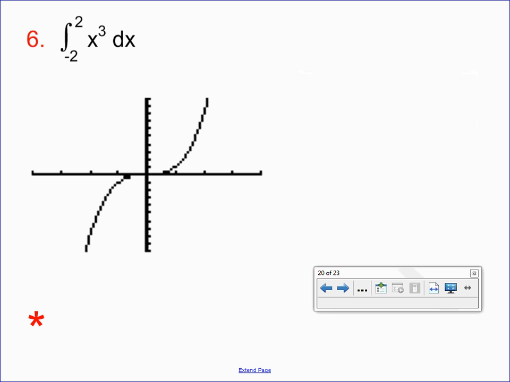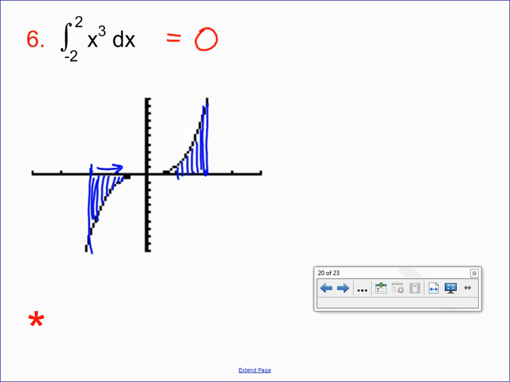Who had negative 2 to 2 of x cubed? Negative 2 to 2 of x cubed? I think, Riley, didn't you have that? Yeah. So what did you get for that value? 0. 0? I thought definite integrals referred to the area in between the function and the x-axis. How could we have a 0 area when I look at this graph starting at negative 2 and scanning towards positive 2? Clearly, I have two separate segments.